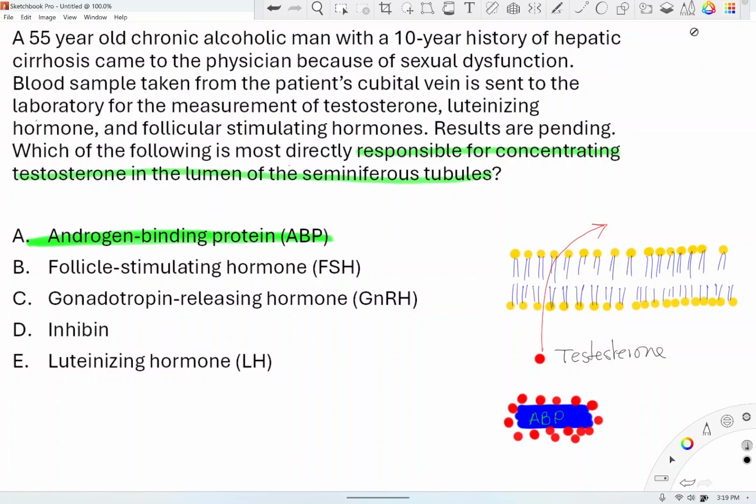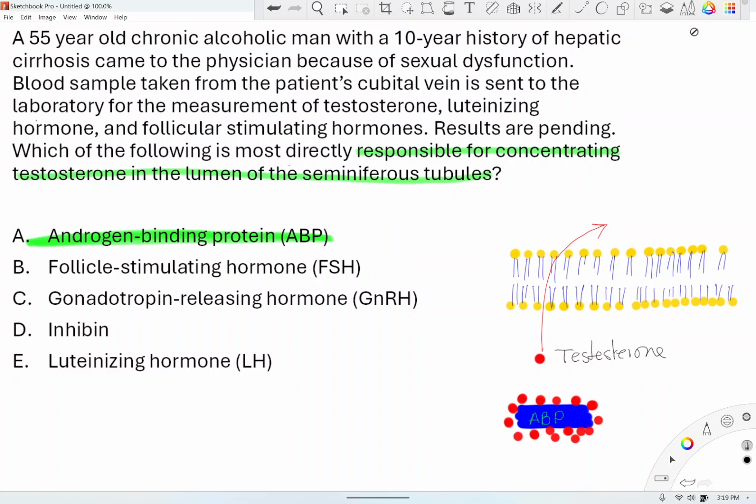The testosterone that's produced, I'll make one more point and then we're done with this question. Testosterone produced by the Leydig cells is converted by 5-alpha reductase. This enzyme, 5-alpha reductase, converts... let me see why I can't write.